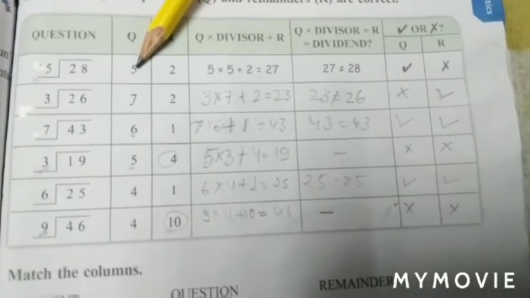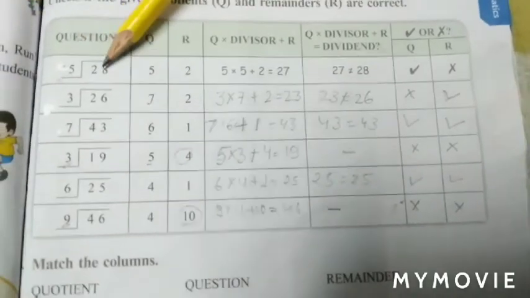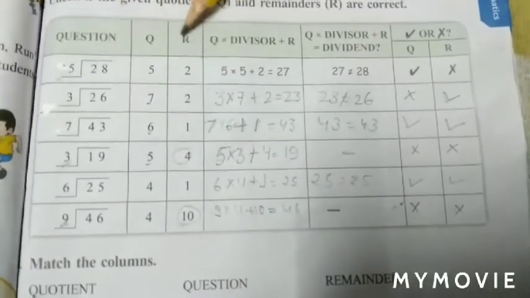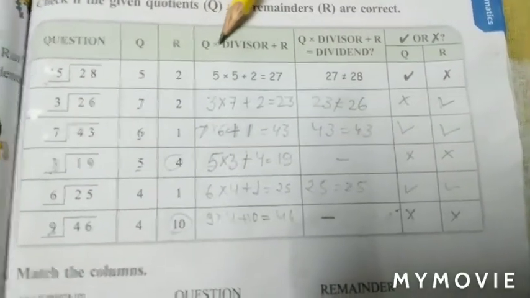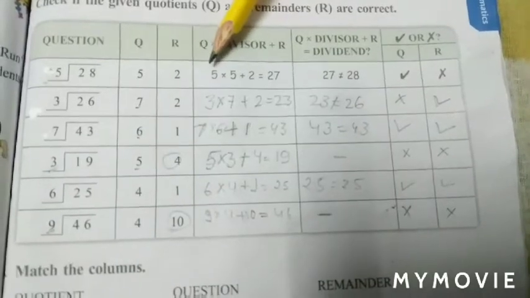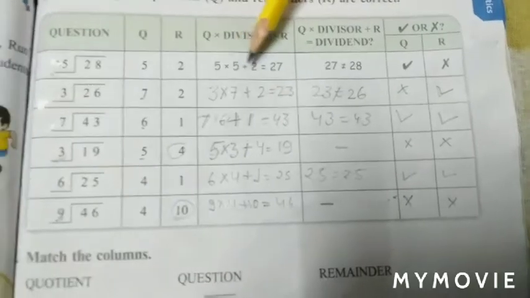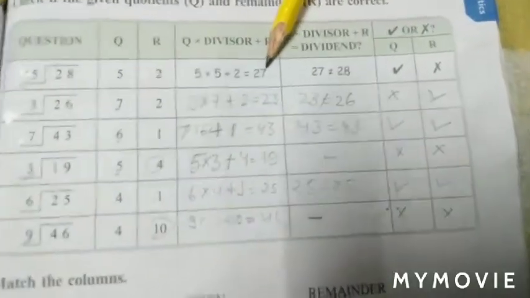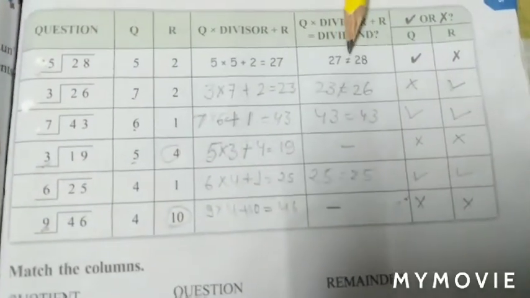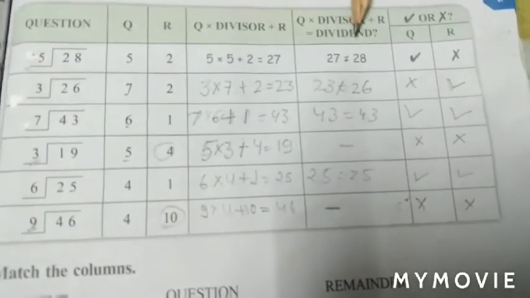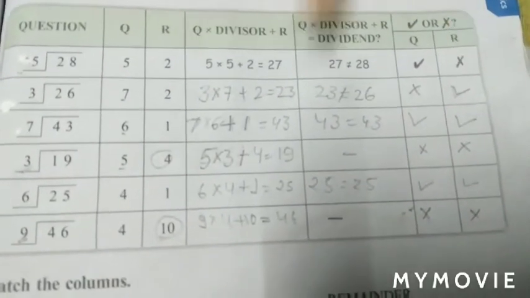The quotient is 5. When you divide 28 by 5, 5 fives are 25. So the remainder will be 3. But here the remainder is written as 2. So according to the formula, you have to put all the digits here. Quotient is 5, divisor is 5, remainder is 2. When you add these, you will get 27. But here the dividend is 28. So 27 is not equal to 28. So according to this, we can conclude that the quotient is right, but the remainder is wrong.